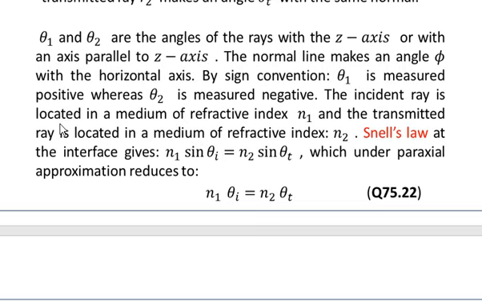So the incident ray is located in a medium of refractive index n1, and the transmitted ray is located in a medium of refractive index n2. Snell's law at the interface gives n1 sin theta I is equal to n2 sin theta t, because the angles in Snell's law are measured with respect to the normal. Under paraxial approximation we can write this equation as n1 theta I is equal to n2 theta t, as shown in equation number 22.